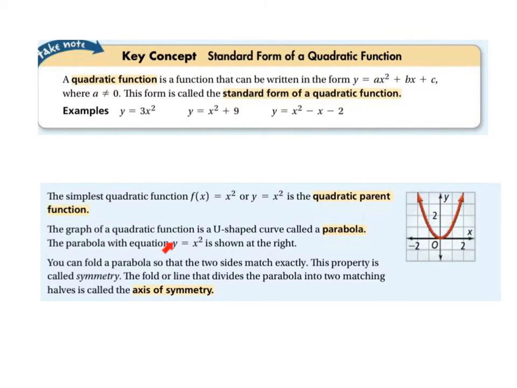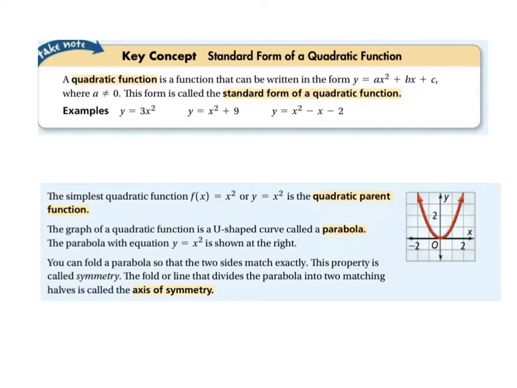The graph of a quadratic function is a U-shape called a parabola. The parabola with the equation y equals x squared is shown to the right. Again, that's the quadratic parent function. You can fold a parabola so the two sides match exactly. This property is called symmetry. So this half equals this half. The fold line that divides the parabola into two matching halves is called the axis of symmetry. So that's important information as we move forward, just so you understand what it is that we're really looking at.